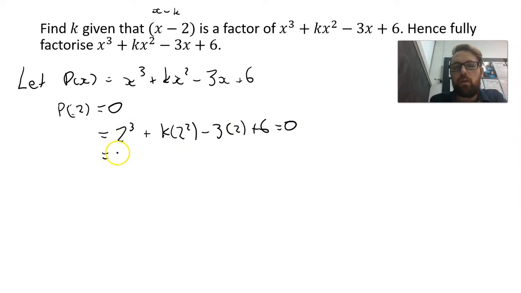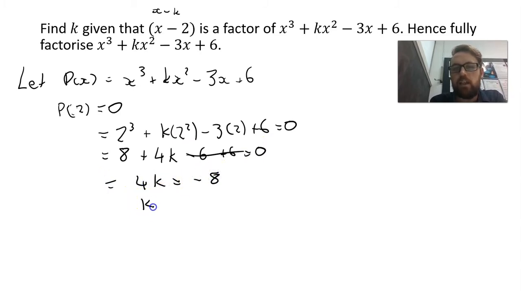Again, 2 to the power of 3 is 8 plus 4k, take 6 plus 6 equals 0. So what we're going to get is these cancel out. We're going to move this to the other side. So 4k equals negative 8, k equals negative 2. All right.